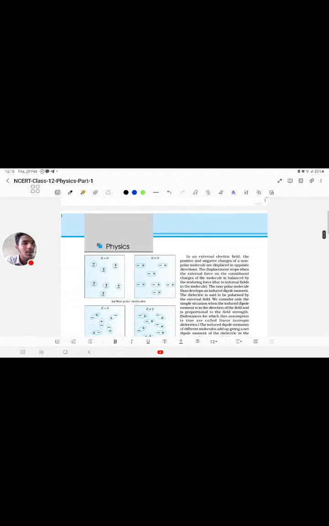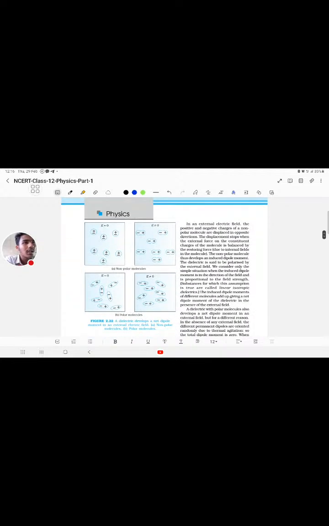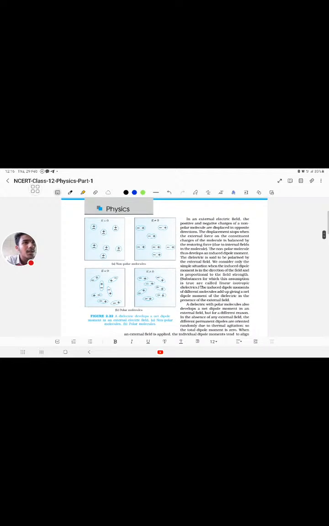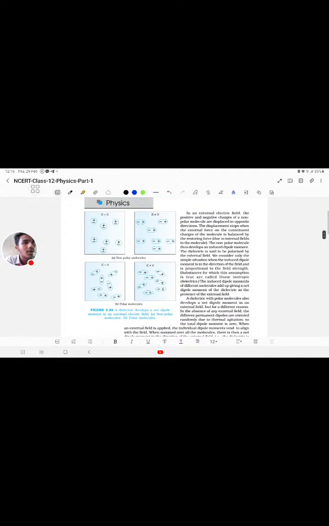So, in an external electric field, the positive and the negative charges of a non-polar molecule are displaced in opposite directions. The displacement stops when the external force on the constituent charges of the molecules is balanced by the restoring forces. The non-polar molecule thus develops an induced dipole moment.